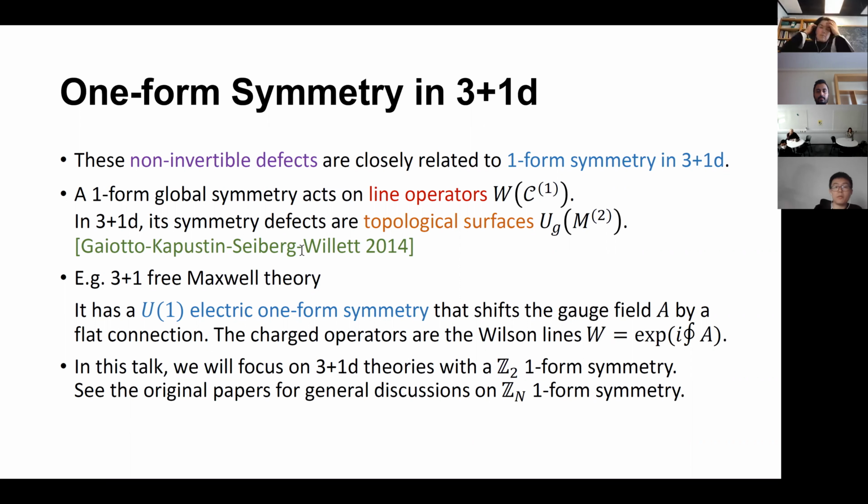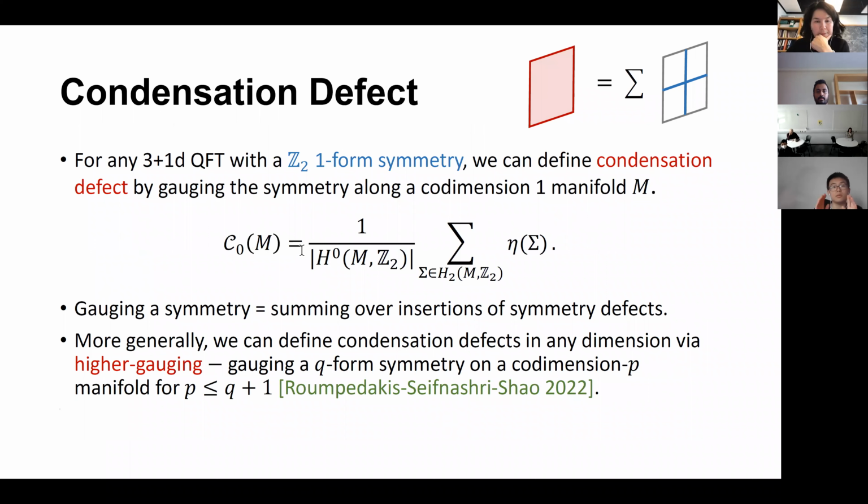And in the original papers, we also have more general discussions on ZN one-form symmetries. If you're interested in that, I encourage you to look at the paper. So let me start with the condensation defects. For any 3+1d QFT with a Z2 one-form symmetry, we can define a condensation defect.